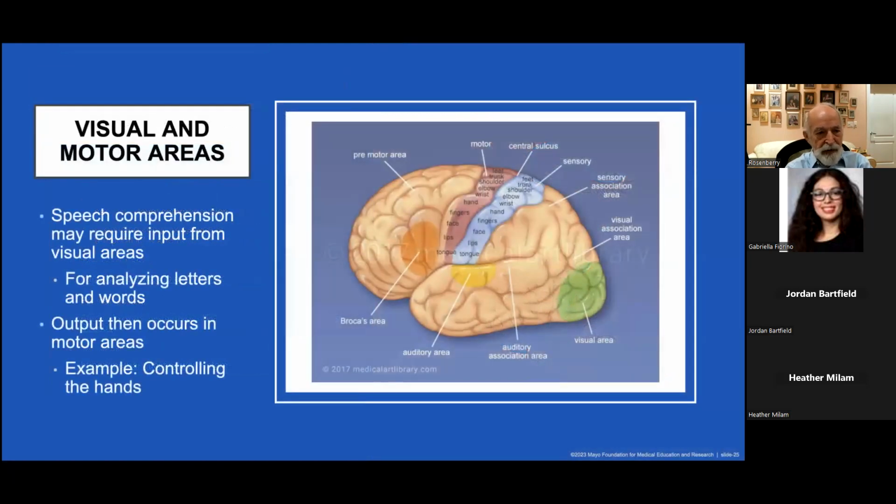Next slide. Visual and motor areas. Speech comprehension may require input from visual areas for analyzing letters and words, and output then occurs in the motor areas, for example, controlling of the hands in conjunction with the words and letters that you see. Next slide.